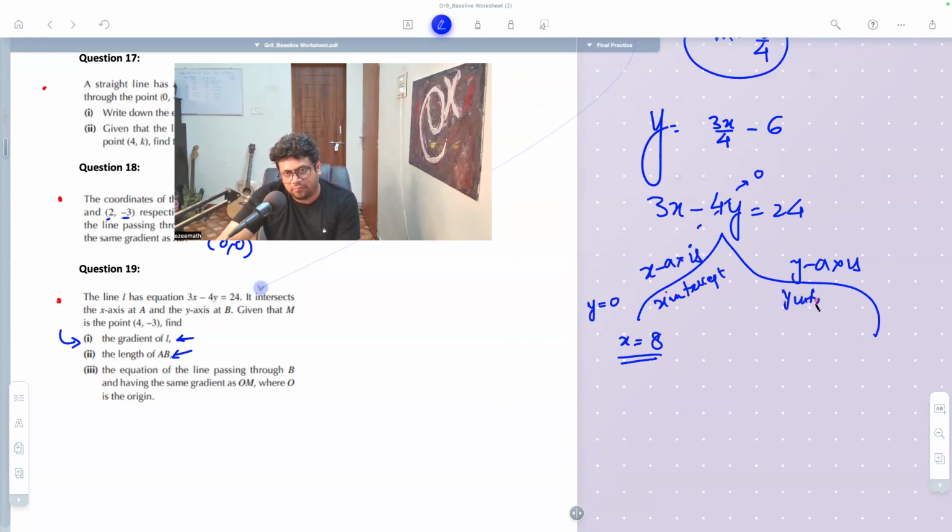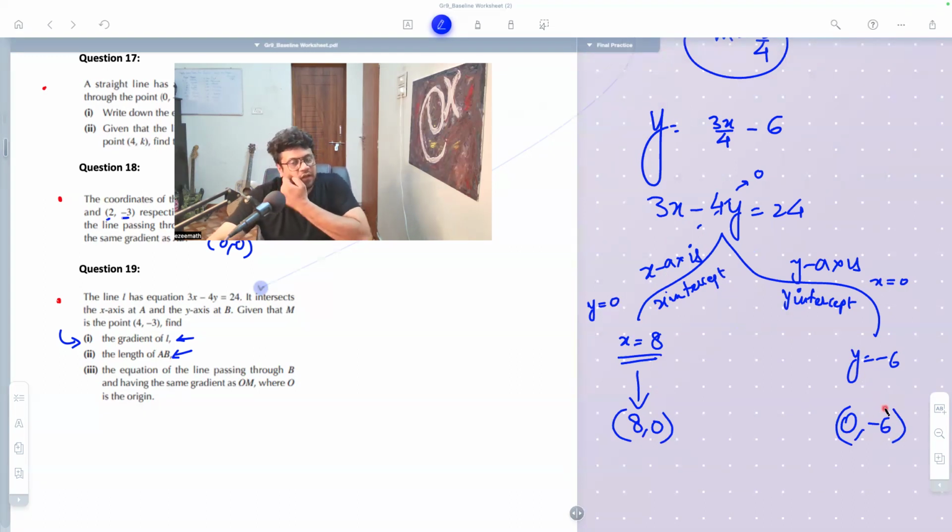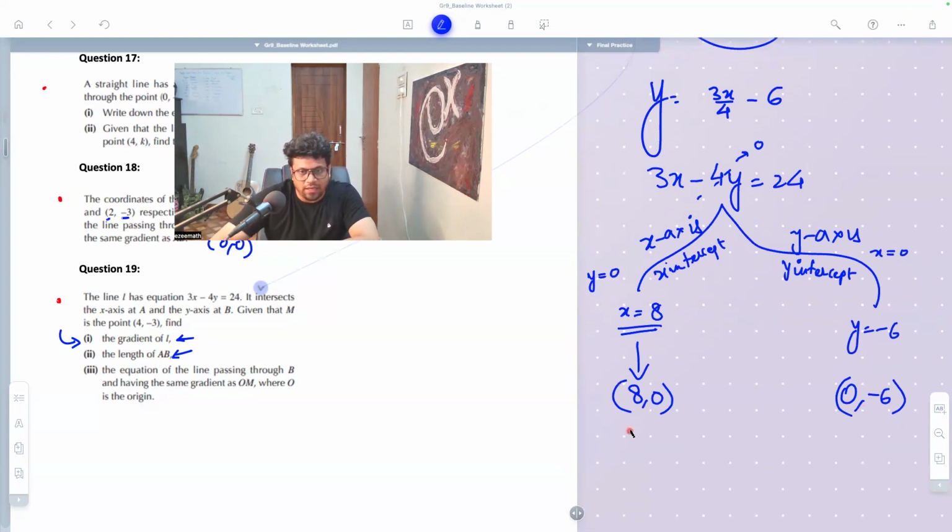Y-intercept, the place where it cuts through the y-axis. Well, you're going to substitute x equal to 0, y comes out to be -6. The coordinates of the points that the line cuts through are going to be (8, 0) on the x and (0, -6) on the y. Now, that is your point A, that is your point B.